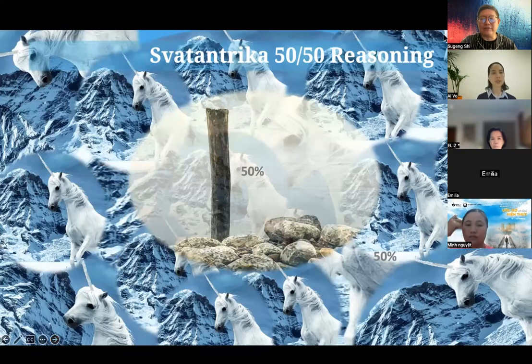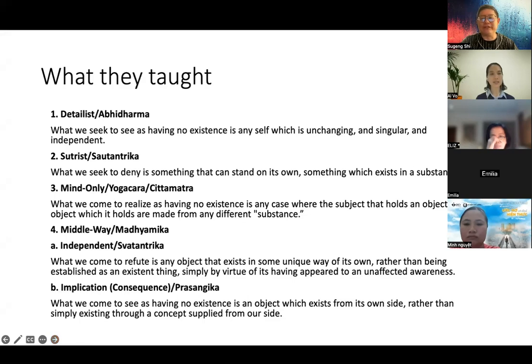So Svatantrika, which is the independent branch of the middle way school, has this idea of 50-50. 50% out there, raw materials, which has to appear as flowers or appear as an angry husband. And then there's another 50%, which is here, our mind. We need to see it as something. We need to see it as a flower. We need to see it as an angry husband. So this is Svatantrika.